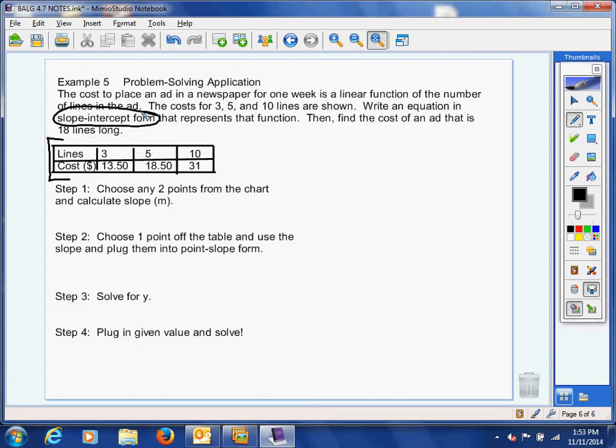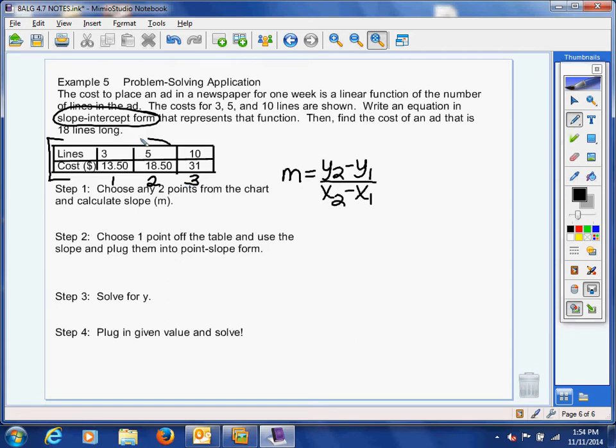All right, so step 1, I've got it written out for you. First thing we're going to do, we're going to choose any 2 points from this chart and calculate the slope, okay? Remember, to do that, we use the slope formula. When you know 2 points and you're trying to calculate the slope, please use y2 minus y1 over x2 minus x1. You have 3 points to choose from. Here's a point, here's another point, here's your third point. It doesn't matter. You can use point 1 and point 2, 2 and 3, 1 and 3. It doesn't matter. Choose 2 of the points and plug in.